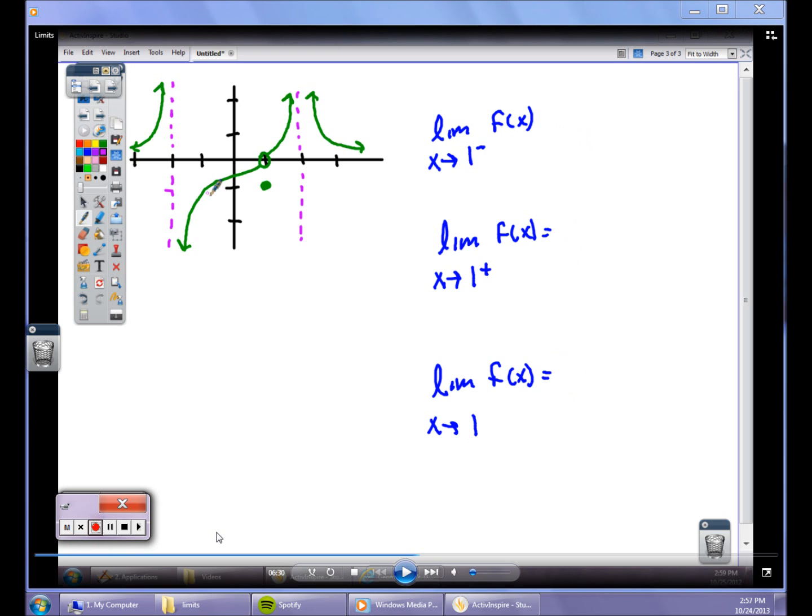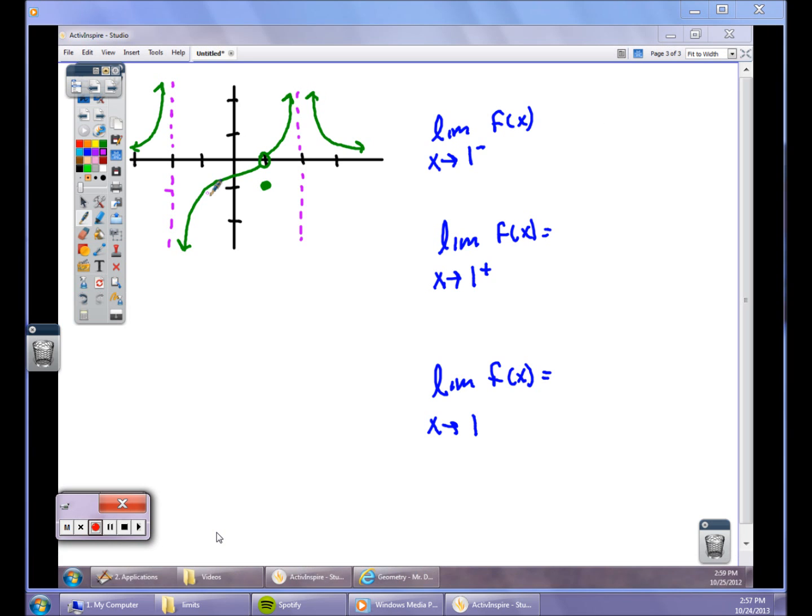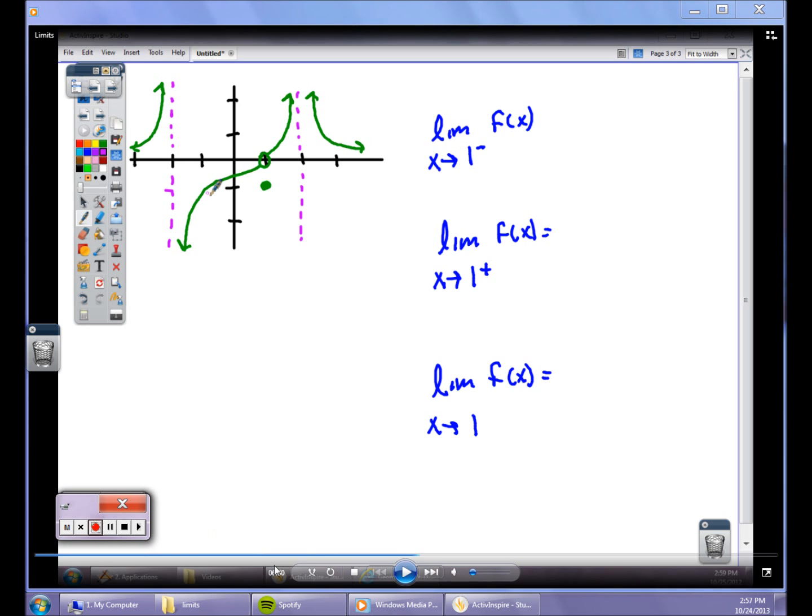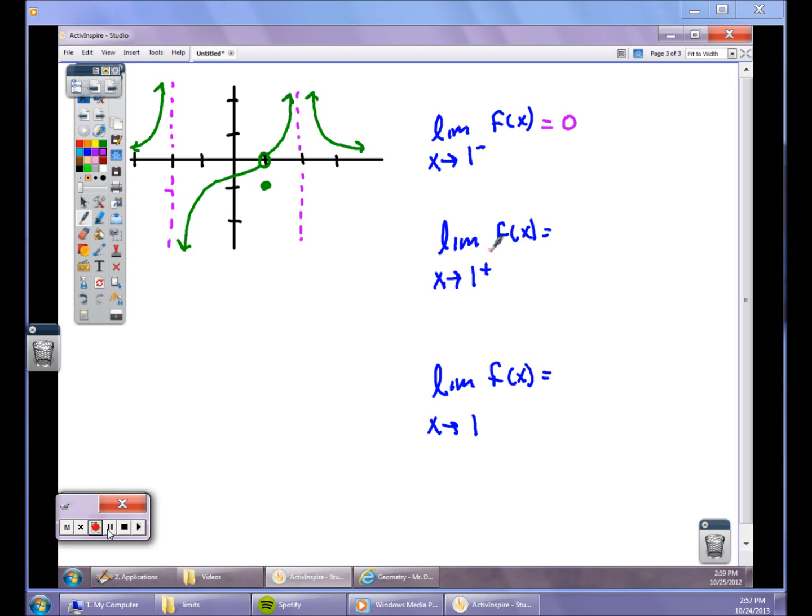Let's take a look at the limit as x approaches 1. First, I will find the limit as x approaches 1 from the left-hand side. And I have a hole here. The value of the function is still approaching 0. I'm not exactly getting to 1 exactly. I'm just approaching the value of 1, so I'm never really jumping out of the hole.